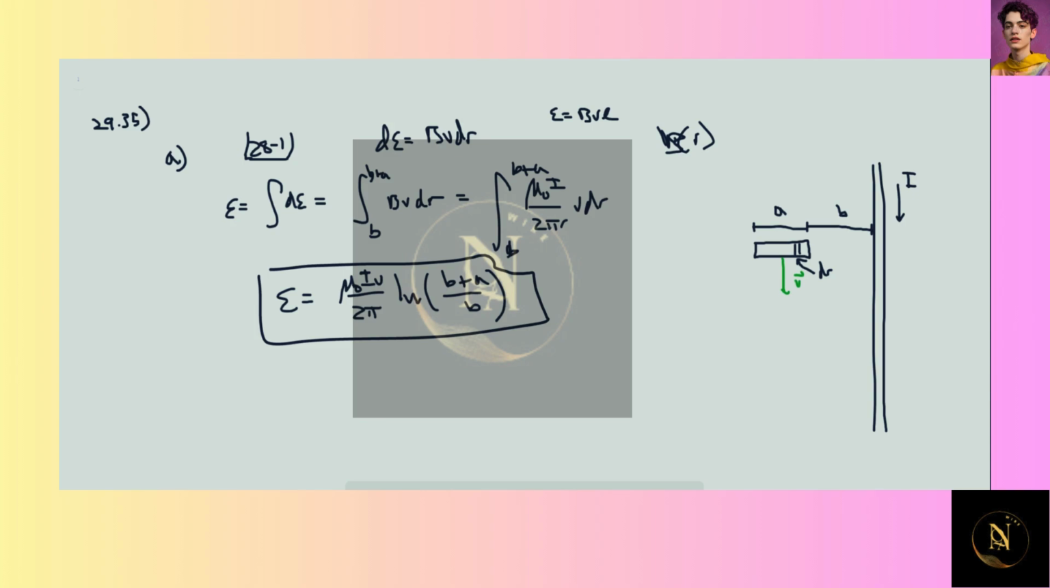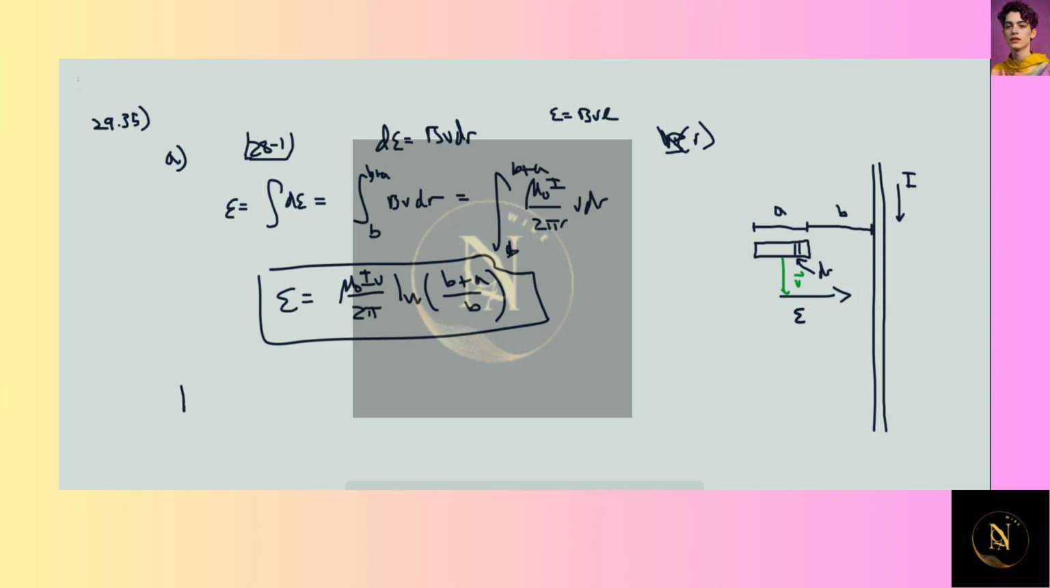Cool. We can also figure out which direction the EMF is going to point. We know that the EMF is going to point towards the wire in this case, and that's because the positive charges are attracted toward the current.